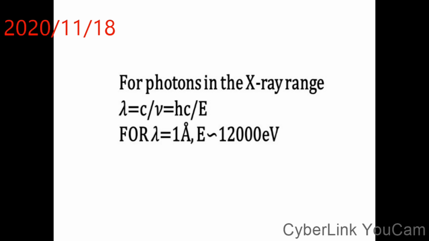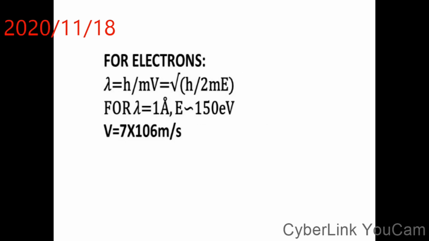Then we can see that less energy is necessary for a comparable de Broglie wavelength for an electron. So that also I can show. Here for electrons, I have written the equation lambda is equal to h by mv, which is equal to the square root of h squared divided by 2mE. So for lambda equal to 1 angstrom, once again E is only about 150 electron volt, and the corresponding velocity is 7 into 10 power 6 meter per second. That means the energy for a 1 angstrom wavelength for an electron is only 150 electron volt. An electron of this energy and wavelength moves at a speed of 7 into 10 power 6 meter per second.